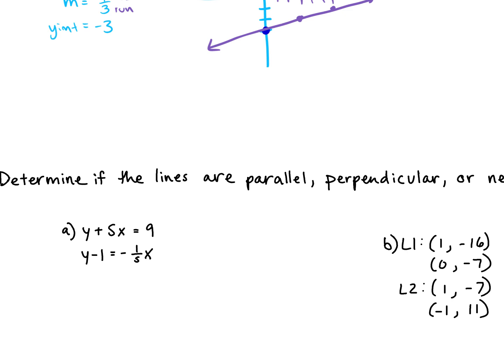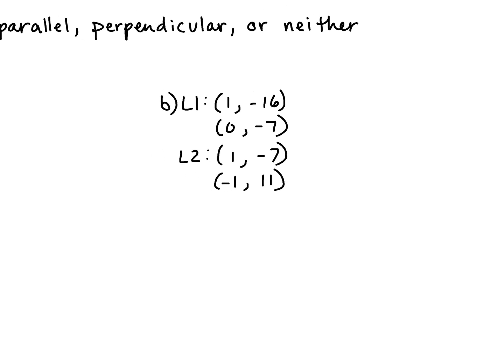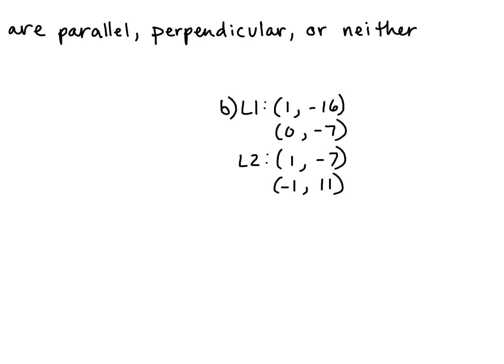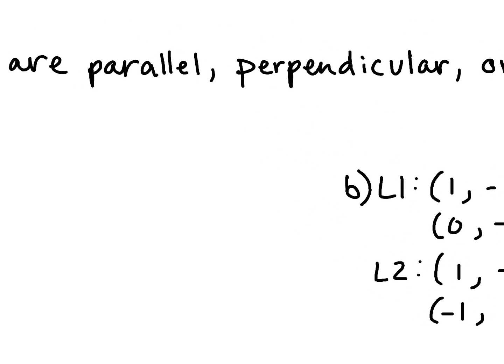Number 3, let's take a look at B. We want to determine if the lines are parallel, perpendicular, or neither. So here it gives us 2 lines, well, 2 points on each line. How can we tell if they're parallel, perpendicular, or neither? What are we looking at to determine if lines are parallel or perpendicular? The slope. What do we know about the slopes if the 2 lines are parallel? They're the same slope. What about perpendicular? Opposite reciprocals.